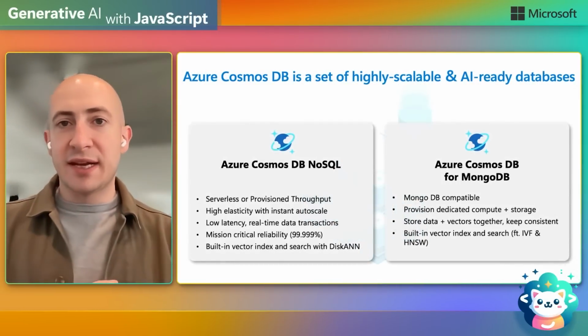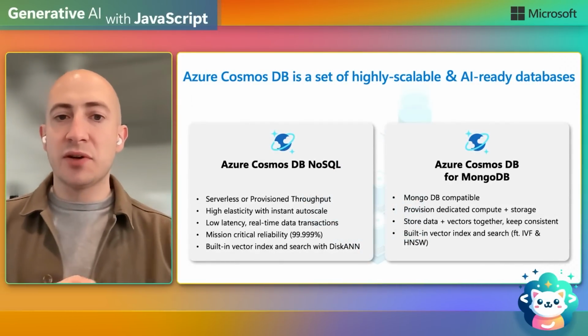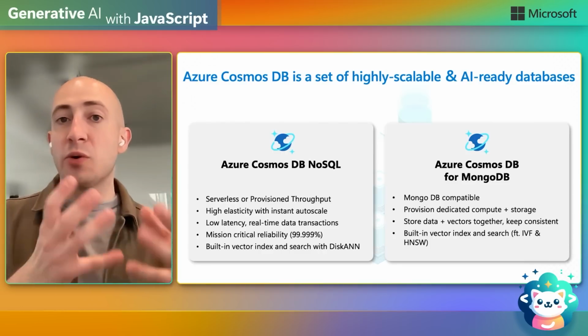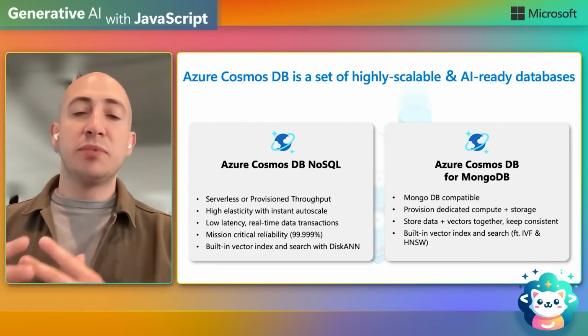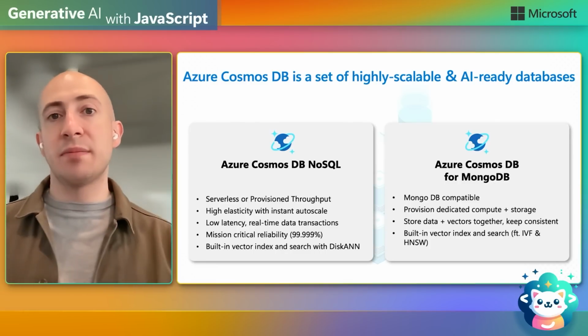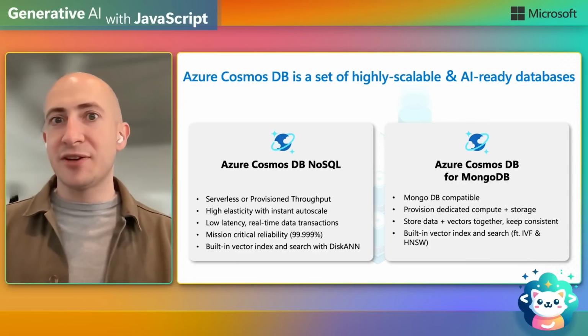So let's talk a little bit about Azure Cosmos DB. In principle, we have two flavors of Cosmos DB. We have our Cosmos DB for NoSQL offering, which is our core Cosmos DB offering. And we also have a Cosmos DB for MongoDB offering. Both of these offerings have vector search capabilities and are great for AI applications. Azure Cosmos DB for NoSQL is what we'll be talking about here.